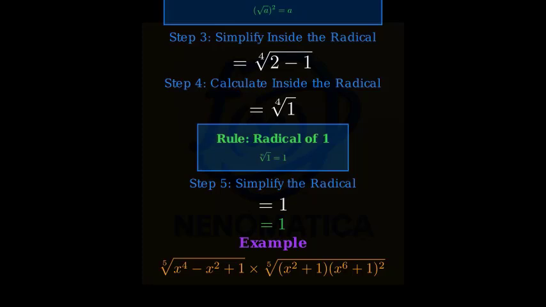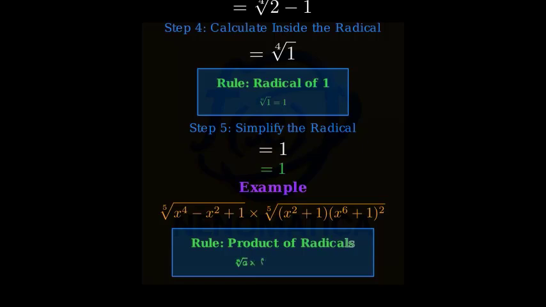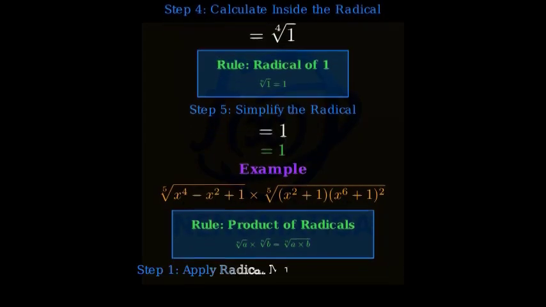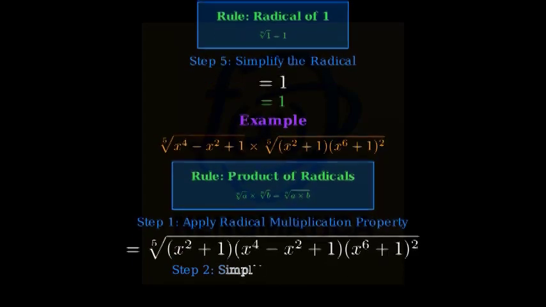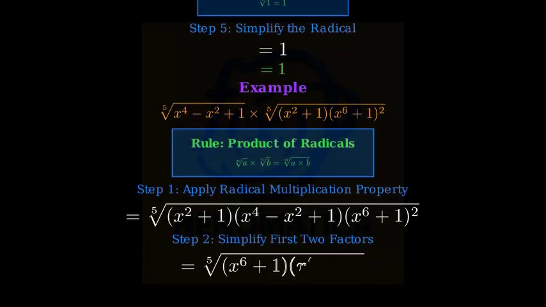The fifth root of x to the fourth minus x squared plus 1 times the fifth root of the quantity x squared plus 1 times x to the sixth plus 1 squared. Similar to our first example, we'll apply the property that the product of radicals with the same index can be expressed as a single radical. So, we can rewrite this as the fifth root of the product of the two expressions inside the radicals. For step 2, we need to identify what x squared plus 1 times x to the fourth minus x squared plus 1 is equal to. This multiplication gives us x to the sixth plus 1.